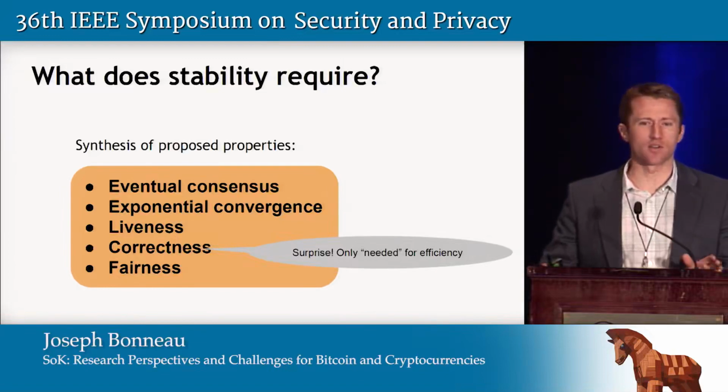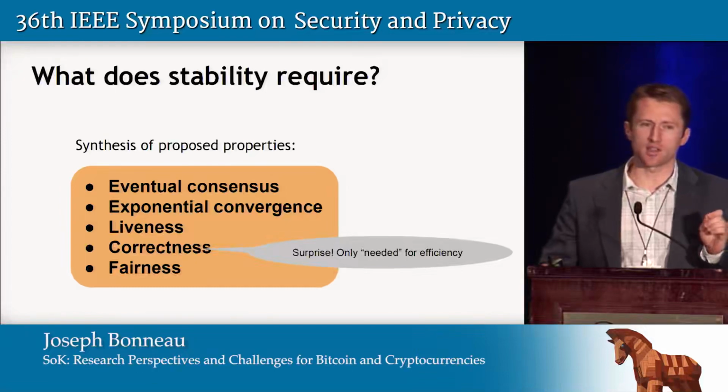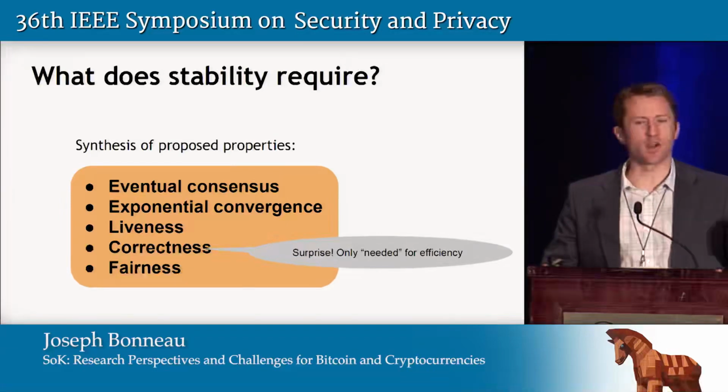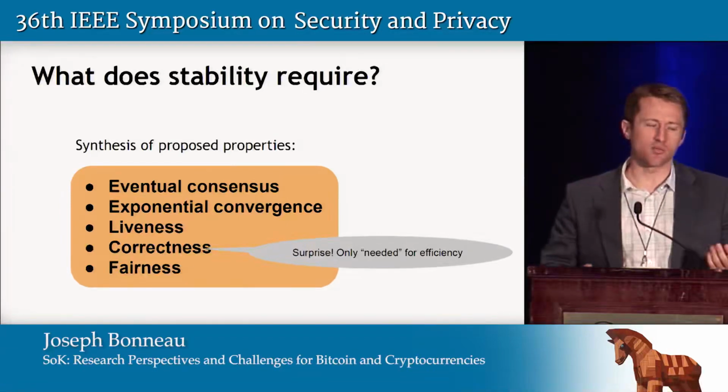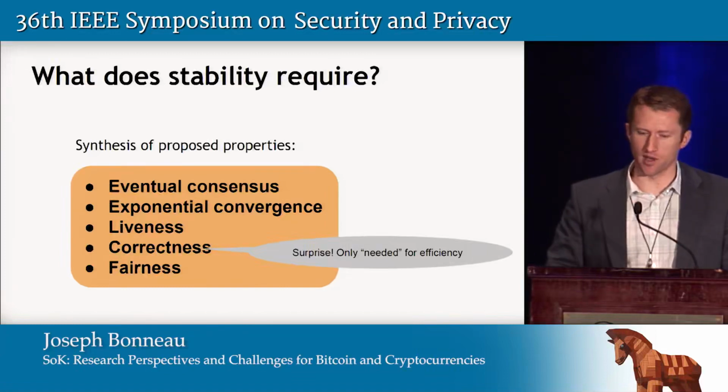You could have a cryptocurrency that doesn't have correctness. And I should qualify that and say correctness just means that anything that gets included in the blockchain is actually a valid transaction. It's actually fine if you drop that property. It's just a big efficiency hit. So it's normally included as a property that we really want to have.